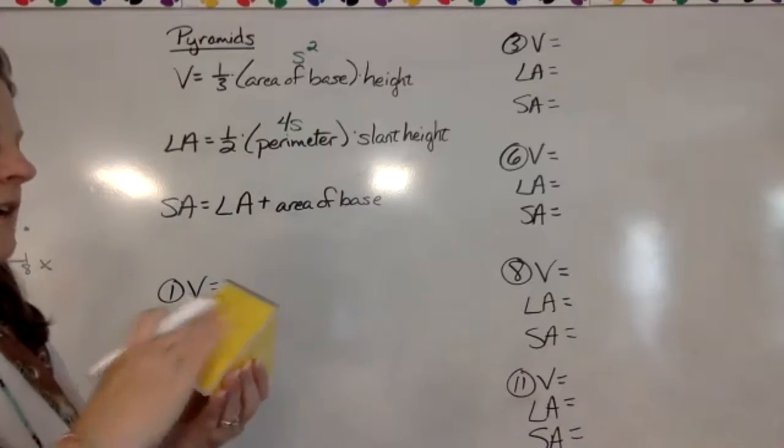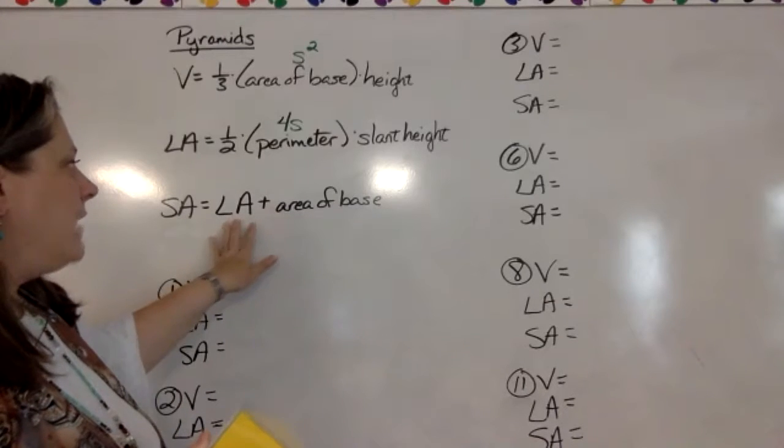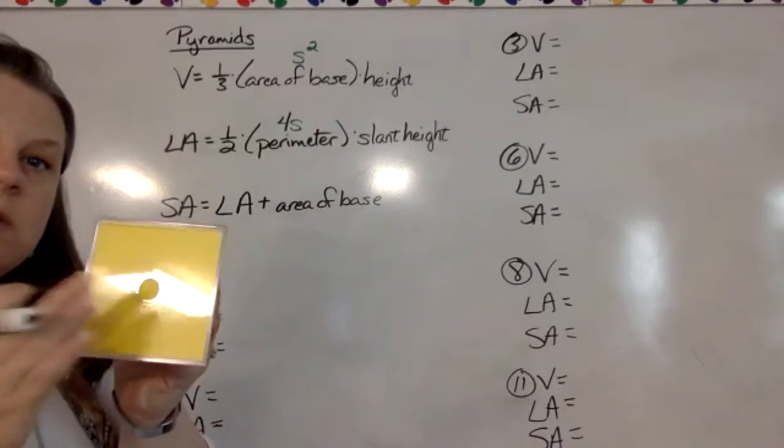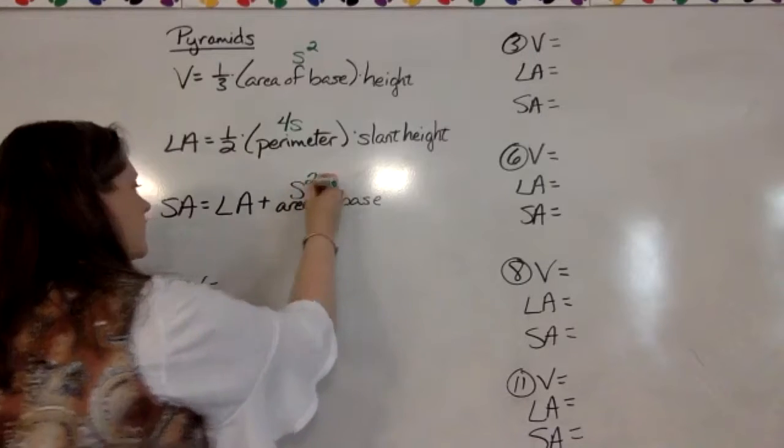And then again, for our surface area formula, it's the lateral area plus the area of the base. We already said, though, our base is a square. So it is side squared.